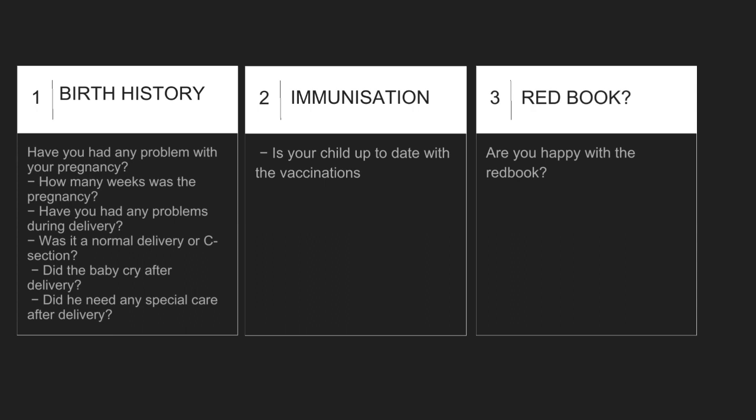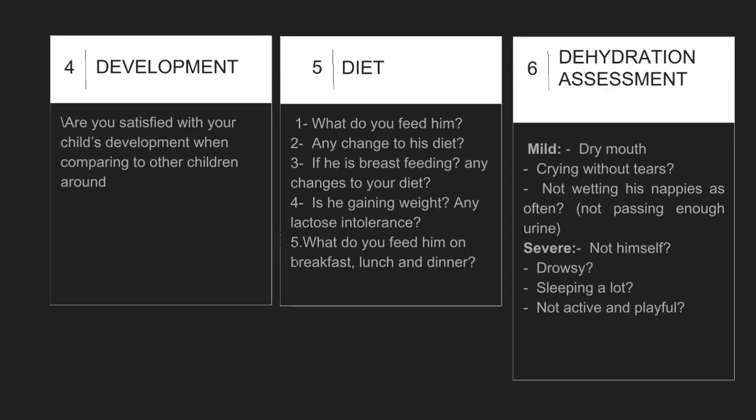Moving on, ask about immunization. So, is your child up to date with the vaccinations? Then ask about the red book. Are you happy with the red book? Then ask about the child's development. So, just one simple question would do it. Are you satisfied with your child's development when comparing your child's development with other children around?